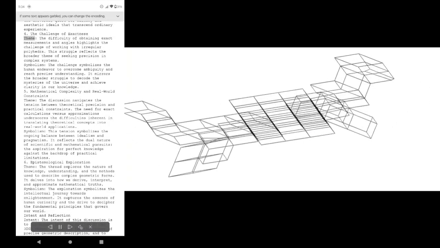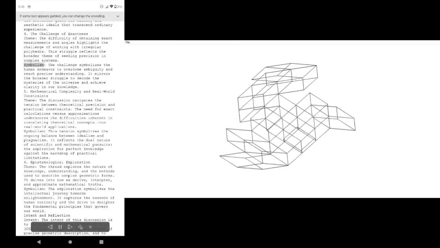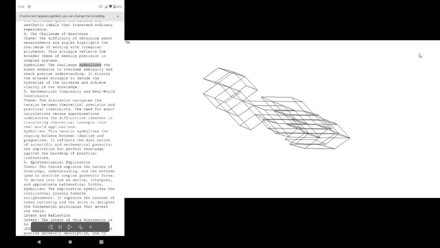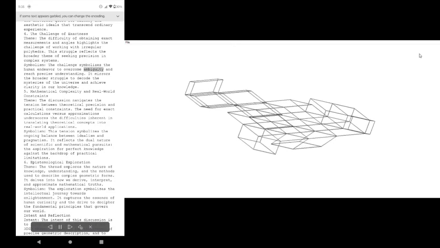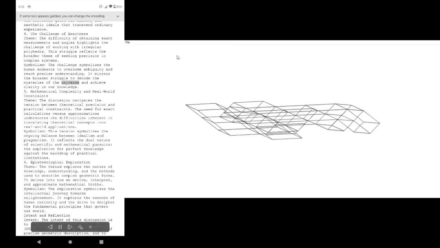4. The challenge of exactness. Theme: the difficulty of obtaining exact measurements and angles highlights the challenge of working with irregular polyhedra. This struggle reflects the broader theme of seeking precision in complex systems. Symbolism: the challenge symbolizes the human endeavor to overcome ambiguity and reach precise understanding. It mirrors the broader struggle to decode the mysteries of the universe and achieve clarity in our knowledge.